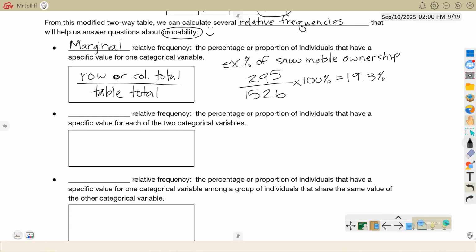Next one is the percentage or proportion of individuals that have a specific value for both of the variables, meaning I'm in a specific row and a specific column. Where those two intersect, that's the count I want. This is the intersection of a row and a column, and it is called a joint relative frequency.